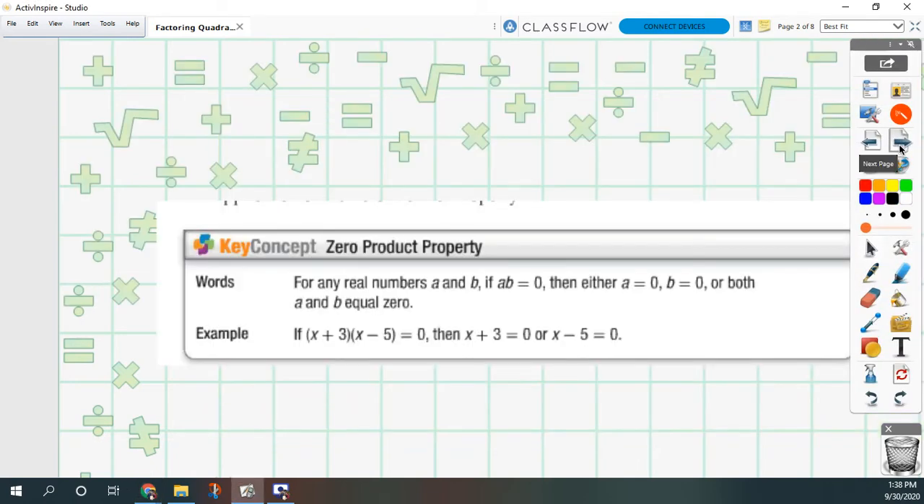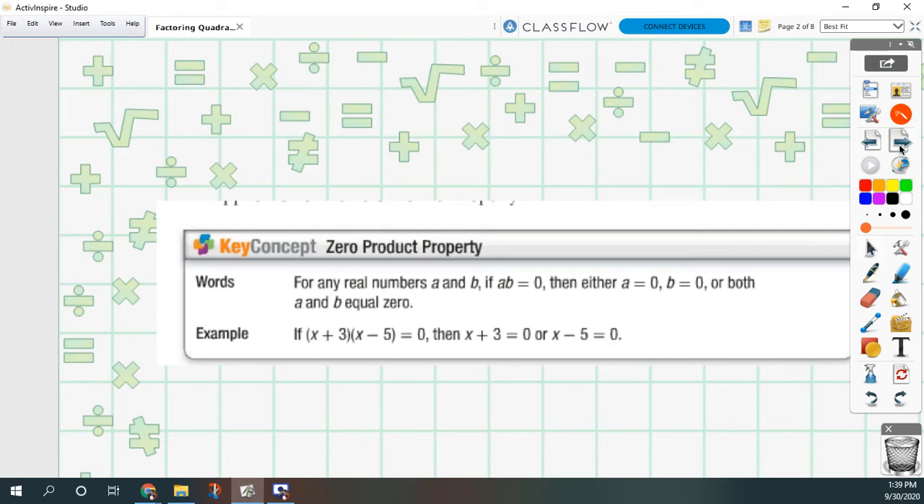So the big thing that we're going to be using is called our zero product property. It states that for any real numbers a and b, if a times b equals 0, then either a equals 0, b equals 0, or both a and b equal 0.